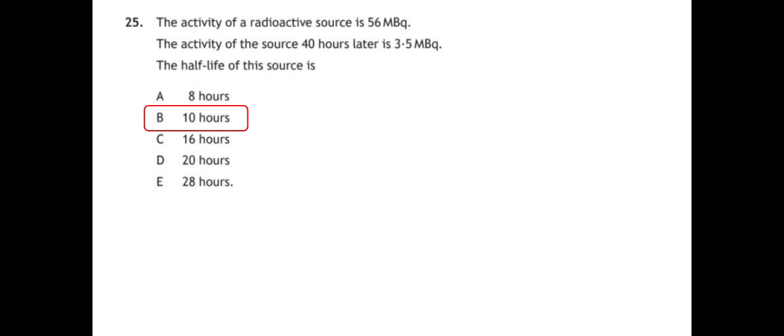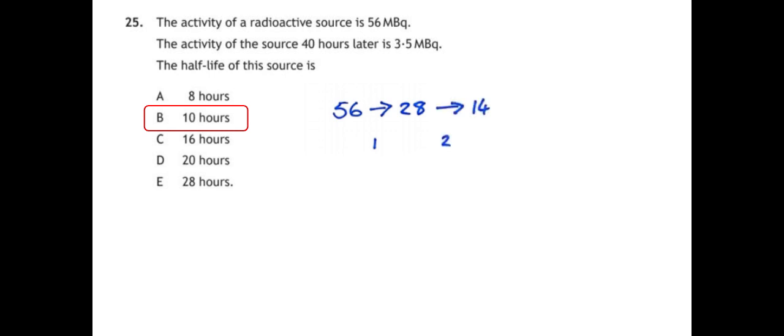And the final question, question 25, the activity of a radioactive source is 56 megabecquerels. The activity of the source 40 hours later is 3.5 megabecquerels. The half-life of the source is, so what's going on? Well, half-life means the activity will fall by half in that period of time. So the activity falls from 56 to 28 in one half-life.